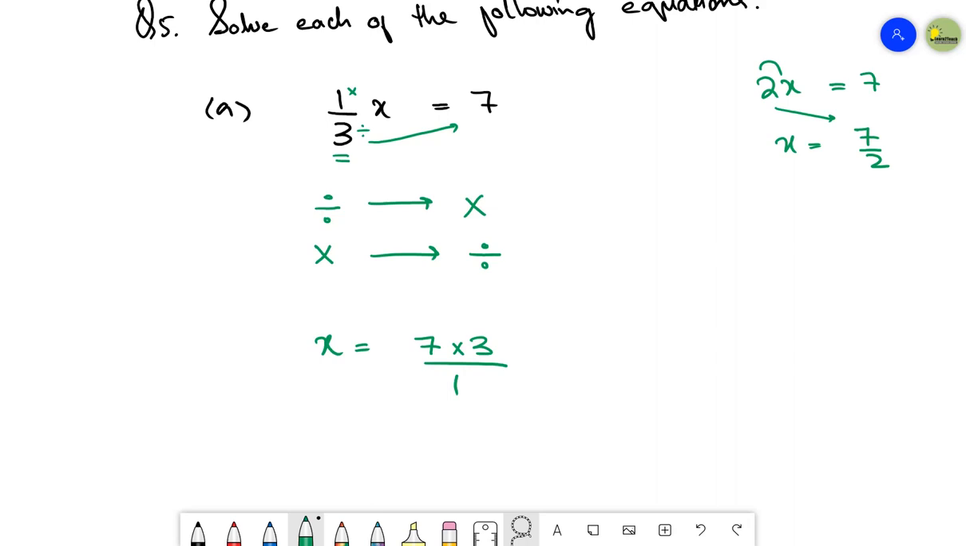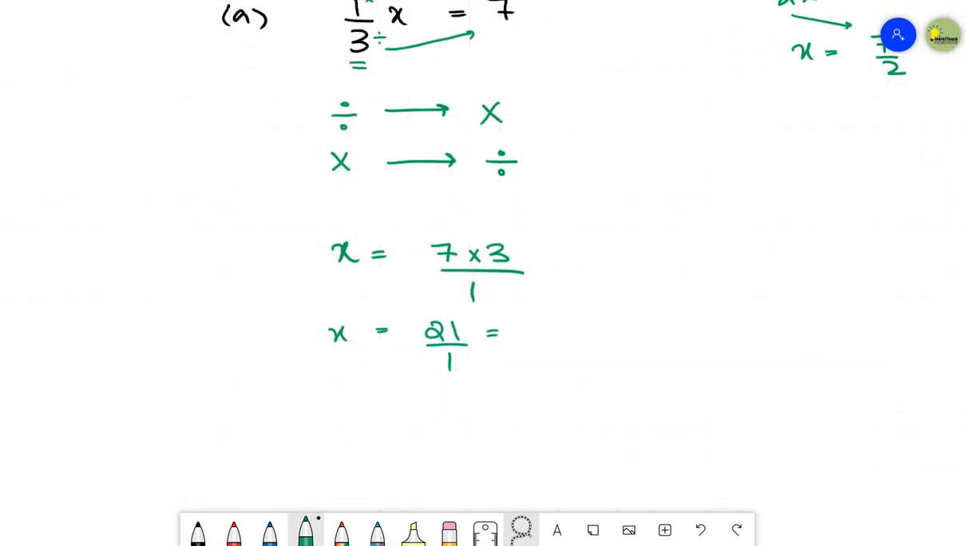when you shift it to the other side, it will be written in the denominator. 1 will be written below 7 multiplied by 3. So you can write 21 upon 1, as 1 has no value in the denominator, so we can simply write 21, right? So x equals 21 is going to be the answer.